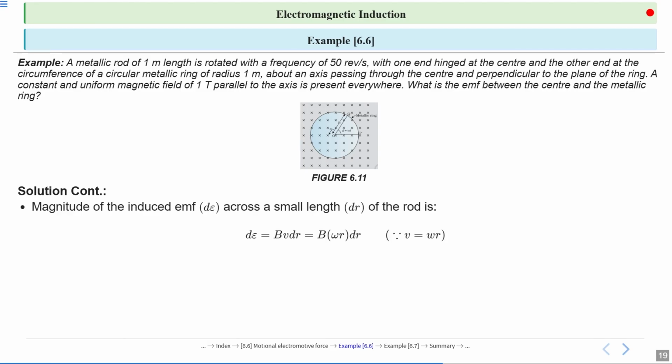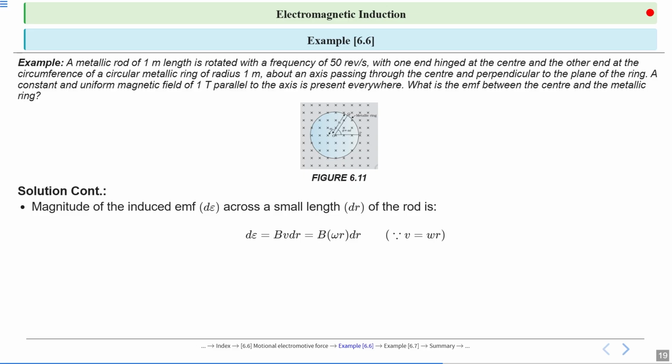Magnitude of the induced EMF, that is dE, across a small length dr of the rod. So this is motional EMF. There is a sub concept under the motional EMF, that is rotational EMF. If any conductor is not moving in translational motion but in rotational motion, the EMF induced will be motional EMF itself, but the more specific term is rotational EMF. So we are here deriving the relation of EMF for the rotational EMF.